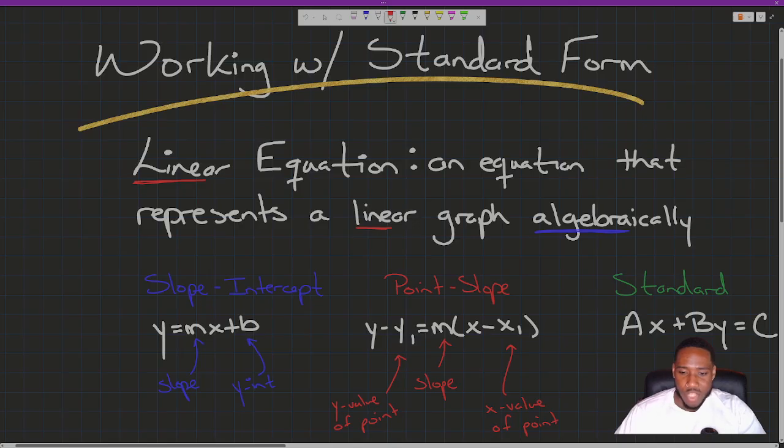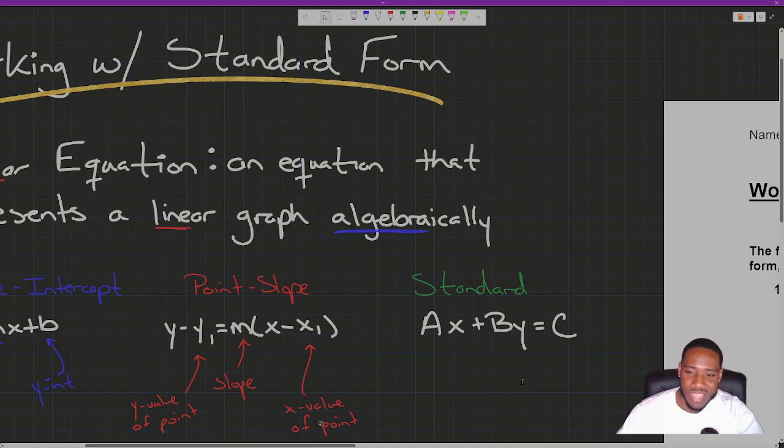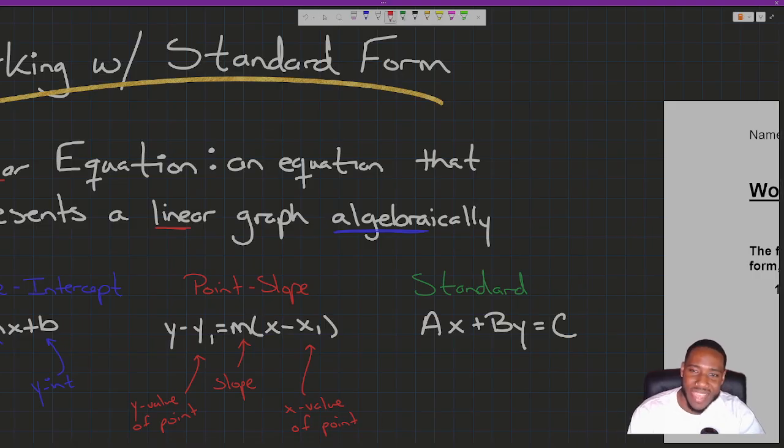All right, so each of these is helpful in so far as we can see these pieces of information by inspection, and those pieces of information allow us to get a graph of these equations pretty quickly. But standard form is the odd one out, because with standard form, we don't really get to see too much about the equation right away. We don't get the y-intercept, we don't get the slope, we don't get a point. And so with standard form, we have to do a bit of work if we're ever going to figure out what the graph of this line looks like.